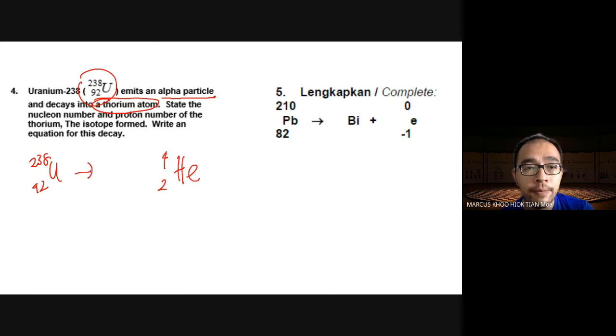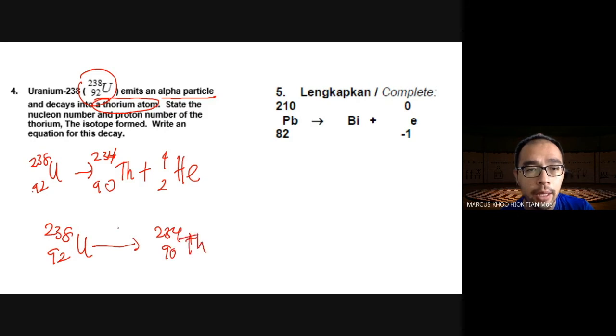Okay, and thorium, the chemical symbol is Th. So you can actually tell me what the two numbers here are. 238, so here must be 234. And down here, 92 must be 90. You can write the full equation like this, or you can write the simplified one. Uranium 238 92 becomes thorium 234 90, and you write the alpha over here. Either one of these is correct.